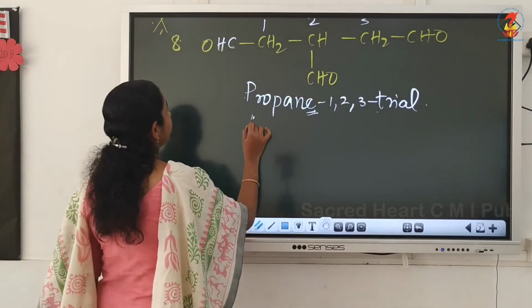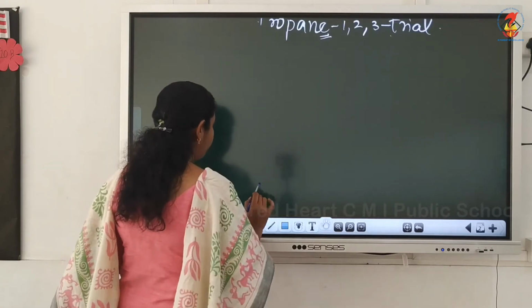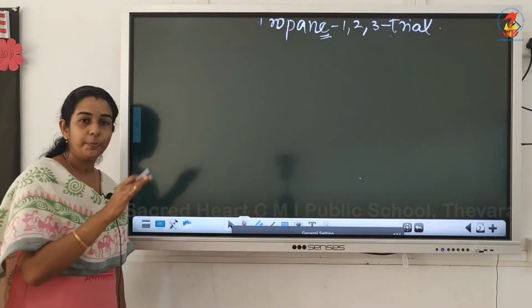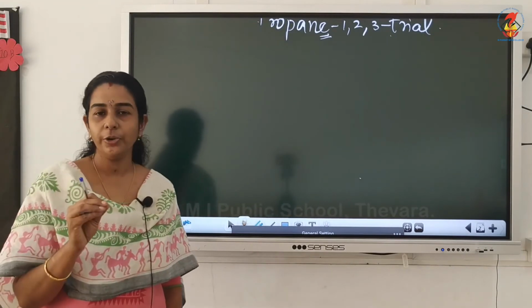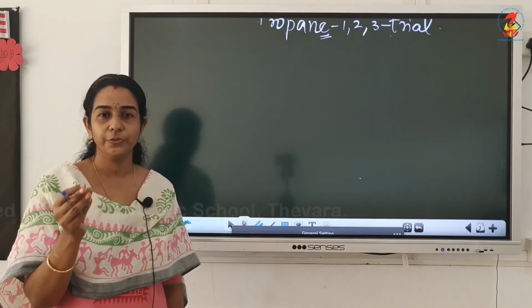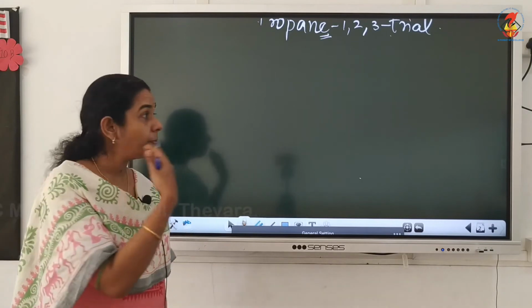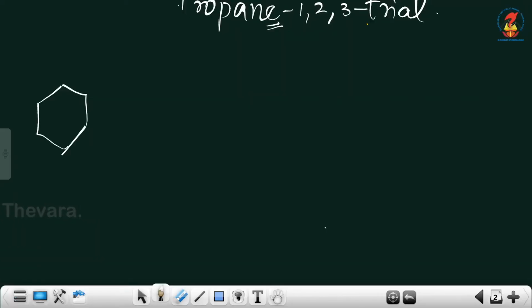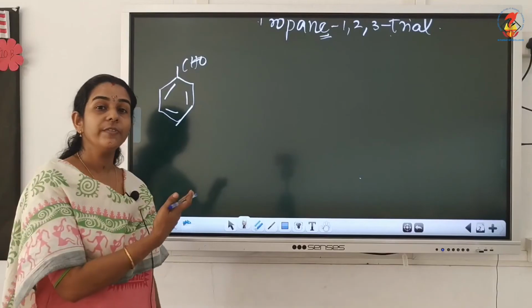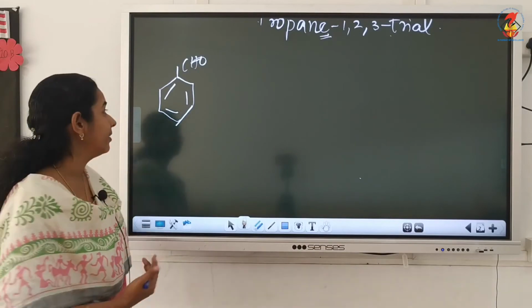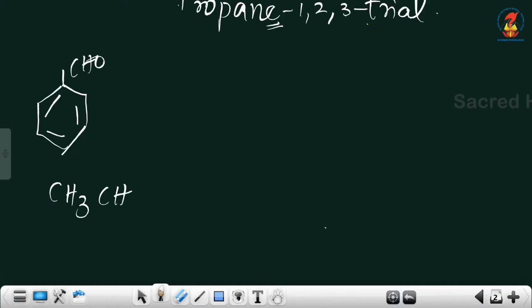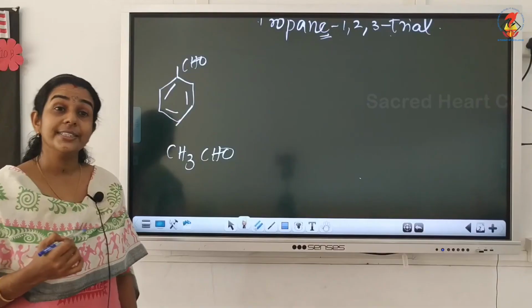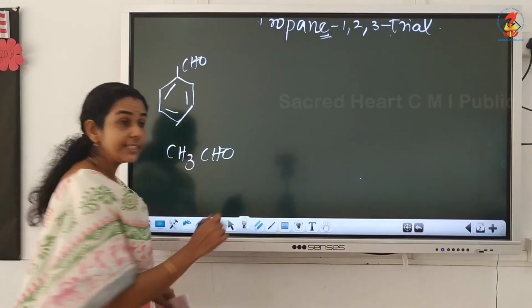Now, note down. So, hope the IUPAC naming is clear to you. Now, note down a few structures of organic compounds which we commonly use in this chapter. The first one is, as we studied earlier, the benzene ring containing CHO. Already we discussed, that is benzaldehyde, or we can call it benzene carbaldehyde. The second one is a very common reagent that we use, CH3CHO, that is acetaldehyde.